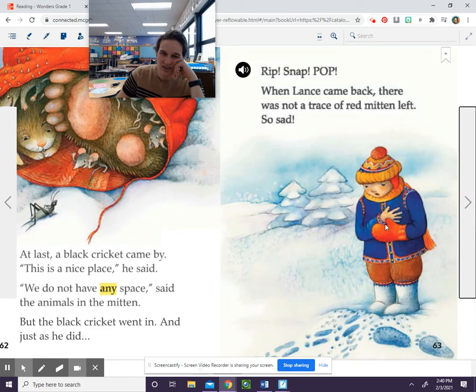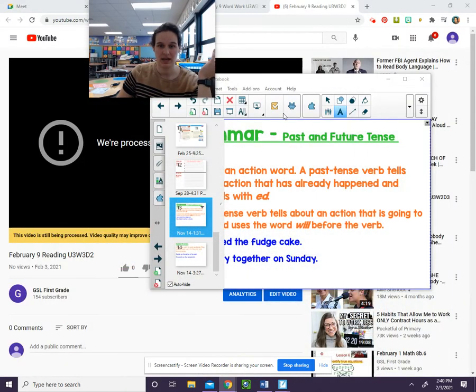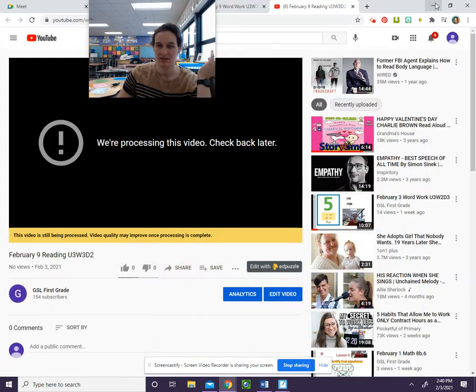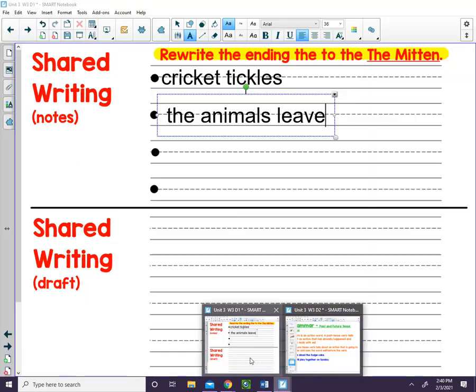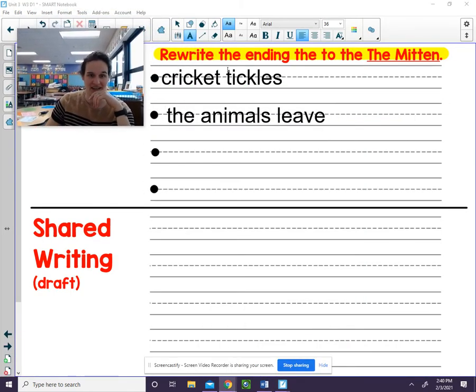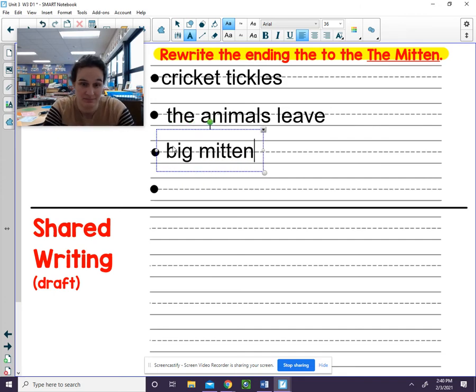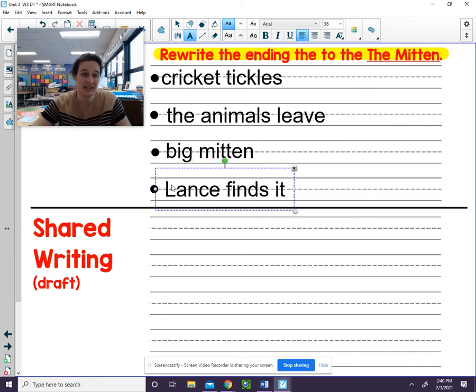When he comes back, do you think the mitten will be the same size as it was, or do you think it'll be different? It's going to be different. It's going to be bigger. So there's going to be a big mitten there. So let's add that idea. Big mitten. And Lance finds it, right? So we said that's what we wanted to get to. So this was the effect. He finds it at the end.